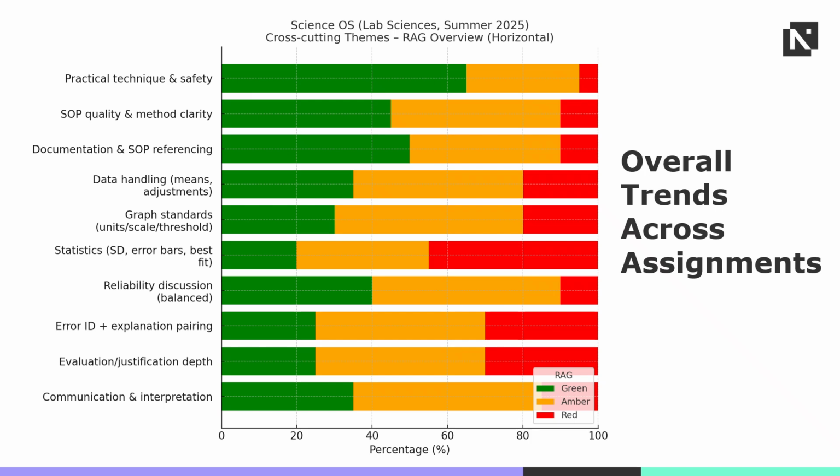In assignment 3, reliability is discussed more than last series, but answers need a balanced view of strengths and weaknesses. Learners commonly identified errors but didn't explain mechanisms or evaluate impact, so evaluation and justification stay amber and red. Documentation is generally fine, though SOP reasoning can be thin. Bottom line, keep the strong practicals and teach a routine for analysis. So adjust, tabulate, plot with units and thresholds, SDs as error bars, best fit to interpret, to move big amber and red blocks into green next series.